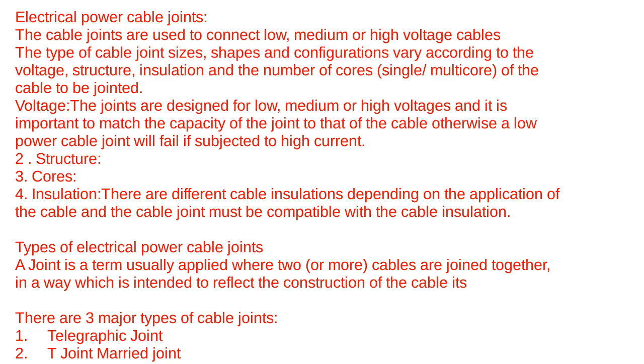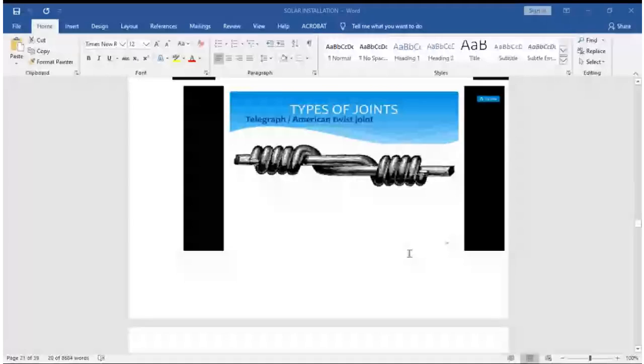Once you have made it, this is how it will appear. So this is the telegraphic joint. We also said it is also called the American twist joint. So you can see it is a single core cable. So at both ends, that is why you have the continuation of your cable.